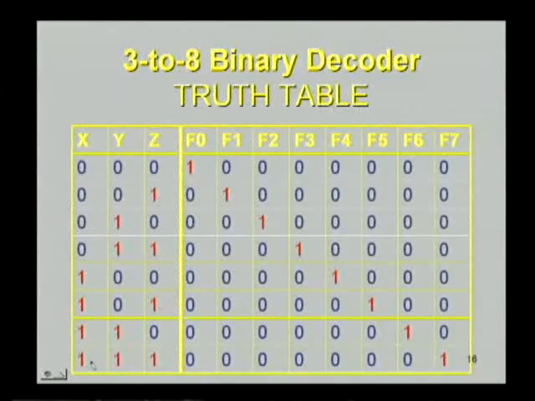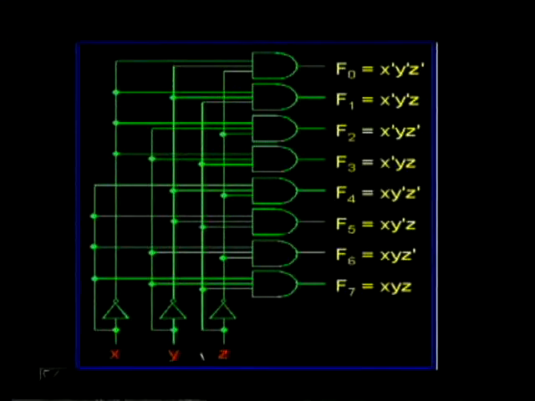And the last possible combination is 1 1 1. For this last output, F7 will be high and all other outputs will remain at 0. Now let us see the circuit diagram for the 3 to 8 decoder. Here you can see X, Y, Z are inputs, F0 to F7 are outputs.